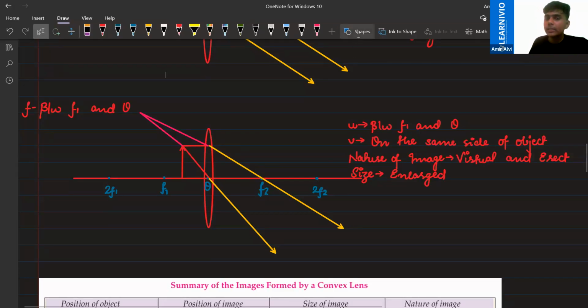What would happen? Basically, you can see the image is forming in front of the lens, or you can say on the same side of the object, and of big size, or you can say enlarged size. ठीक है ना? Is this clear? And this is the only case in which the virtual image would be formed. ठीक है?